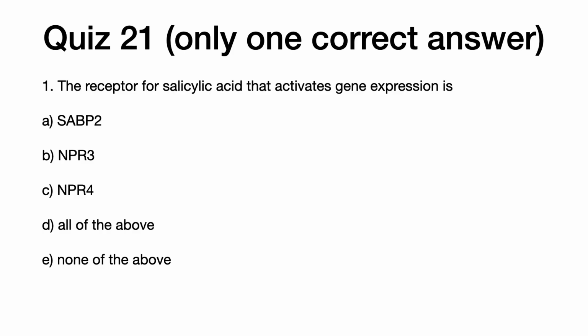1. The receptor for salicylic acid that activates gene expression is: A. SABP2, B. NPR3, C. NPR4, D. All of the above, E. None of the above.